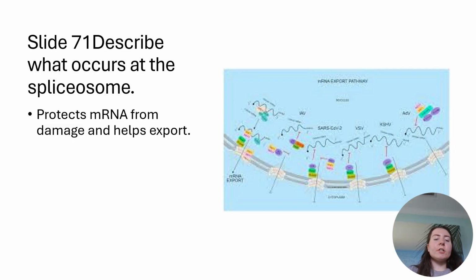71. Describe what occurs at the spliceosome, protects the mRNA from damage, and helps export. You can see all that going together.